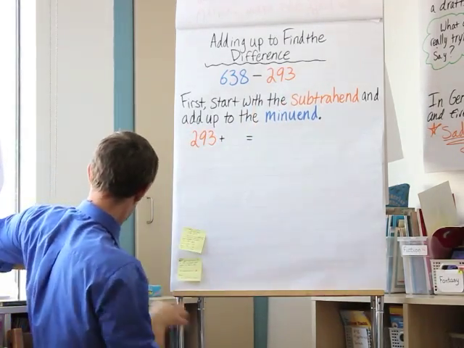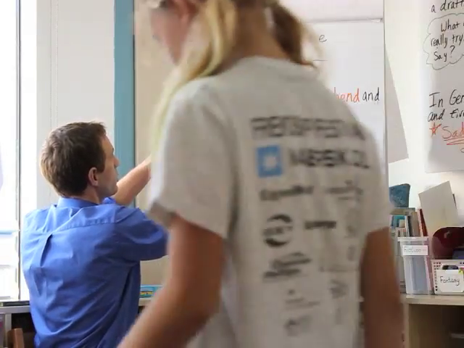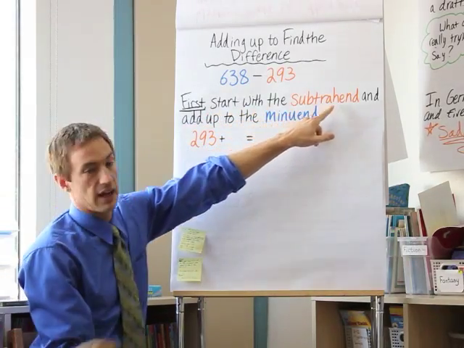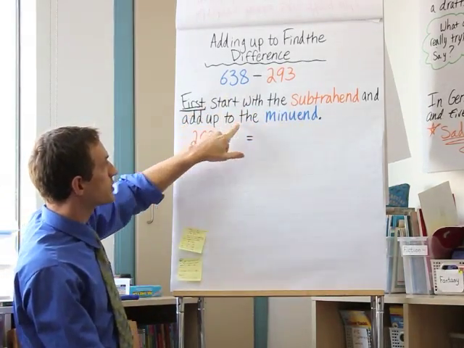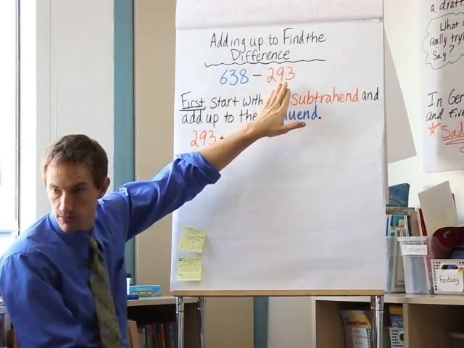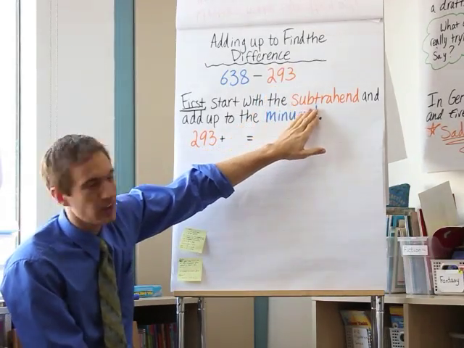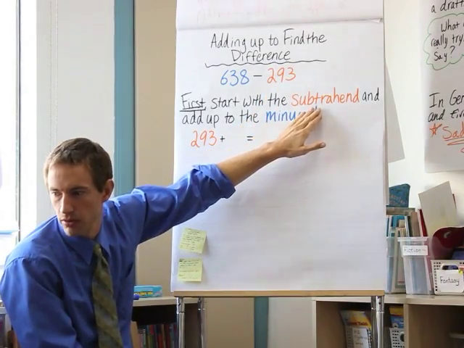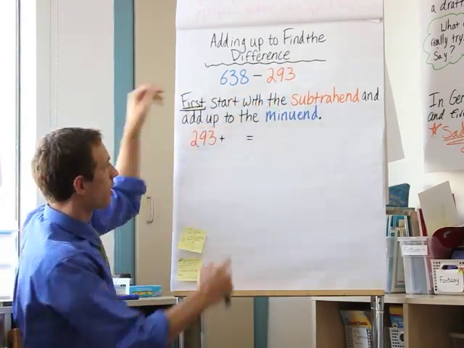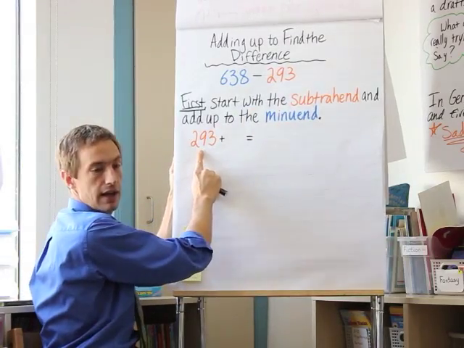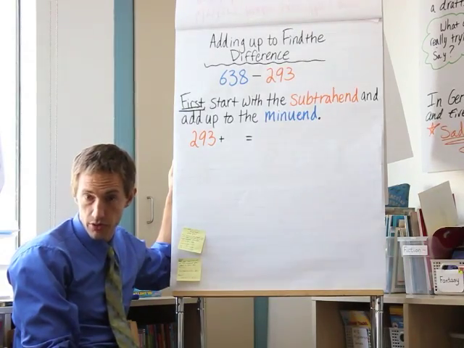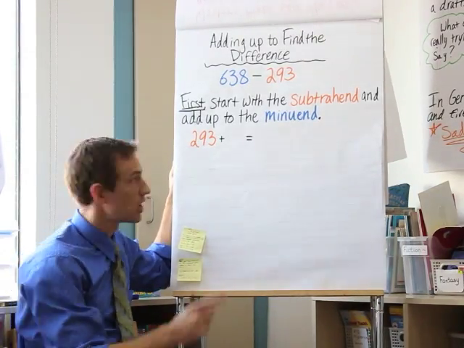First, start with the subtrahend and add up to the minuend. We start with the smaller number. We can say that's the subtrahend right now in 3rd grade. We start with the smaller number, the subtrahend, and add up to the larger number, the minuend. Here we go.